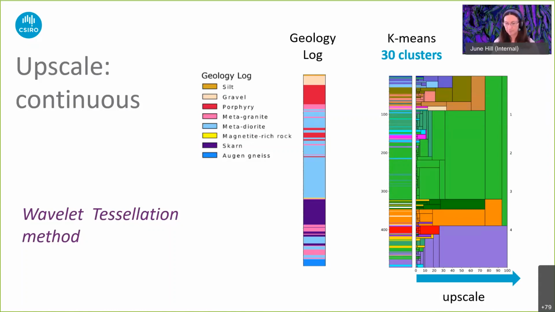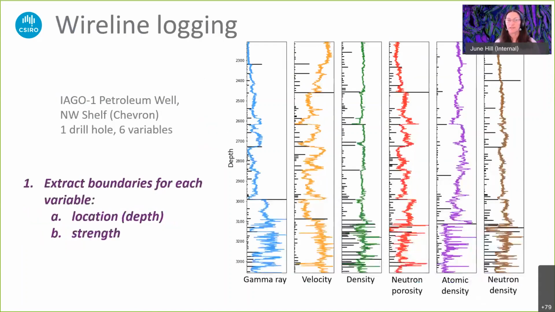I'm not going to tell you how this method works because there's a lot of maths in it, but I'm just going to step you through the process without involving you in any of the maths required to understand it. The first thing you do is you look at your variables. So this is 6 variables. They're actually wireline logging variables from a public data set. It's a petroleum well on the Northwest Shelf.